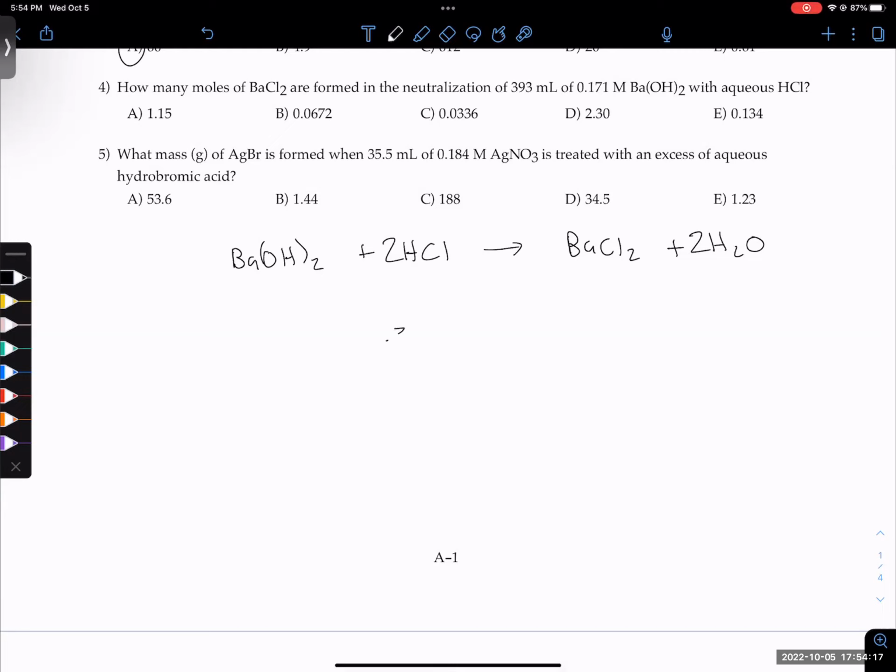So we're gonna do 0.393 liters times 0.171 molar, 0.393 times 0.171, which is 0.067 moles.